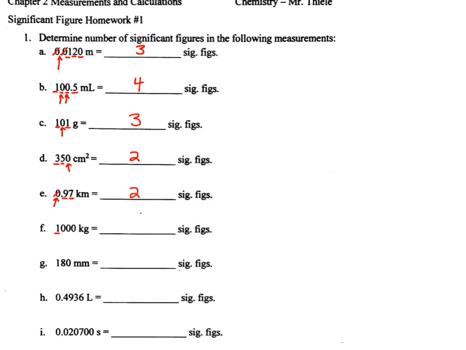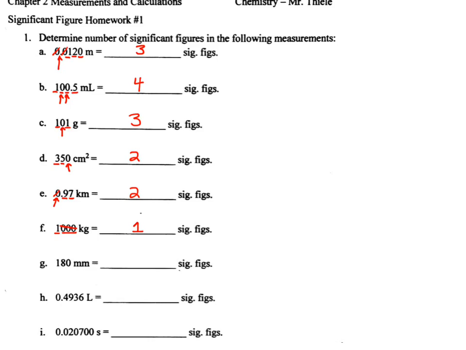Next we have 1,000 kilograms. Well, 1 is significant. We have a whole number here, though, that ends in 0. In fact, it ends in 3 zeros. Well, because we do not have a decimal point written and we have no other information, we have to assume that all 3 of those zeros are insignificant. So this number, 1,000 kilograms, has only 1 significant figure.